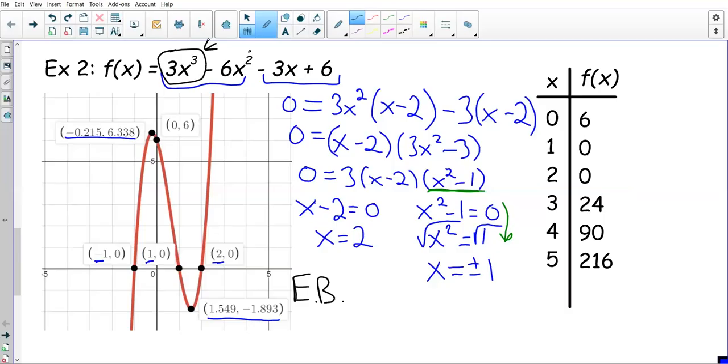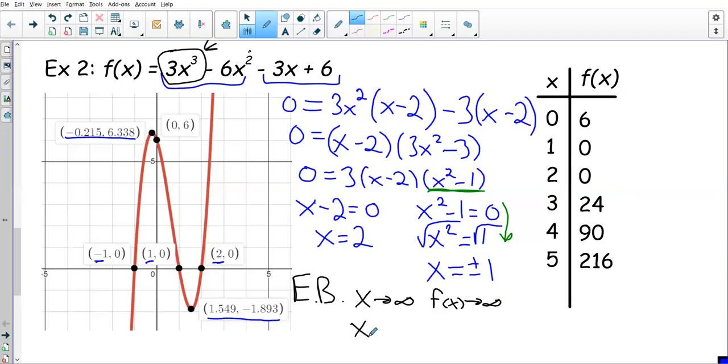So if I look at that 3x cubed, if I cube infinity, or I cube a great big positive number, I'm going to get a great big positive number, right? A million cubed is going to give me a million times a million times a million. It's going to give me a positive number. And so I can tell algebraically by looking at that leading term that as x goes to infinity, the function is going to approach infinity.